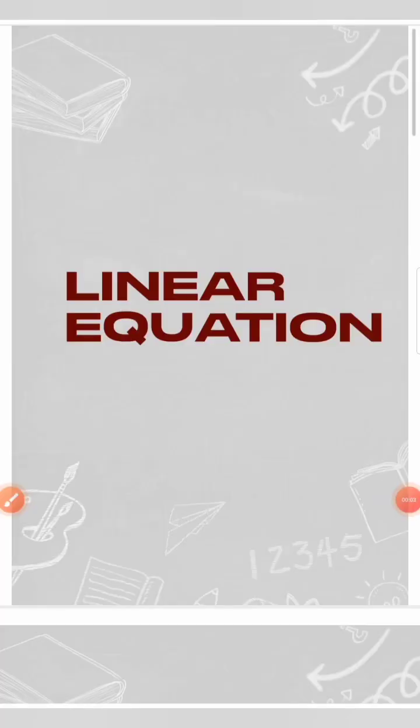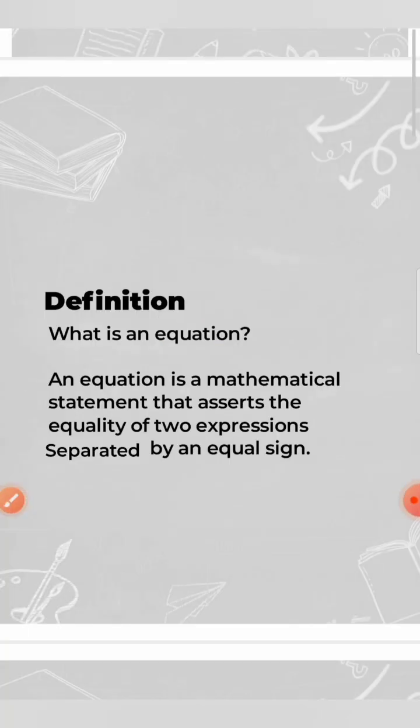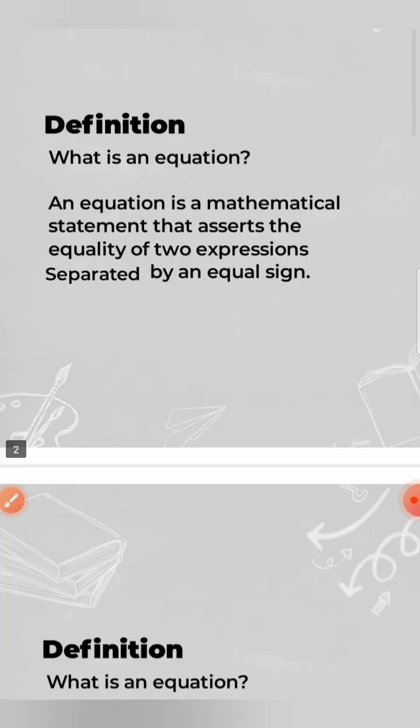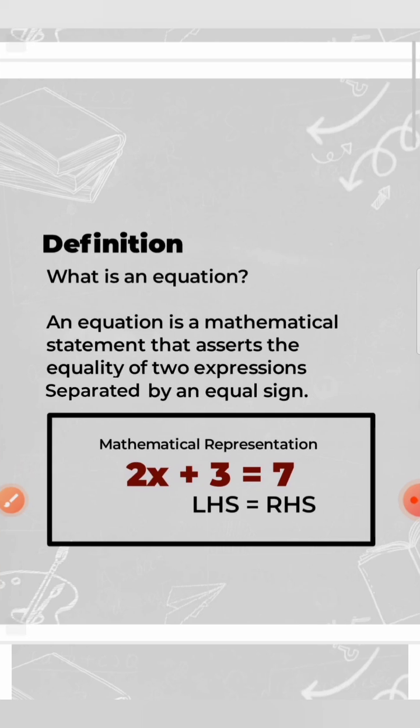Today's topic is linear equations. Let's start by defining what an equation is. An equation is a mathematical statement that asserts the equality of two expressions separated by an equal sign. And what does that mean? The mathematical representation of this definition helps us to understand what that means.